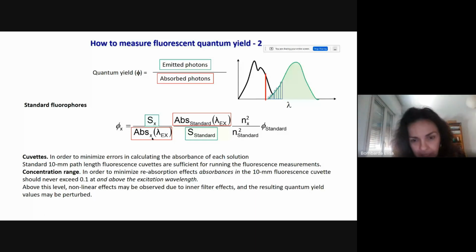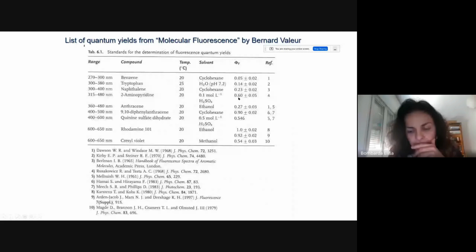And another piece of advice, to be sure that you compare comparable things: possibly it's better to choose a standard that has spectroscopic properties in the same wavelength range. And so then your fluorimeter, of course, works in the same way and detects in the same way for the sample and the standard.